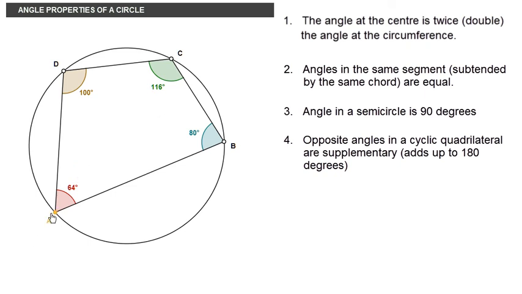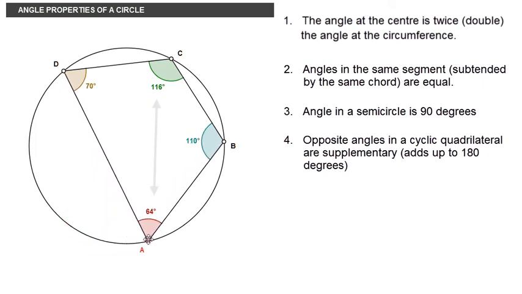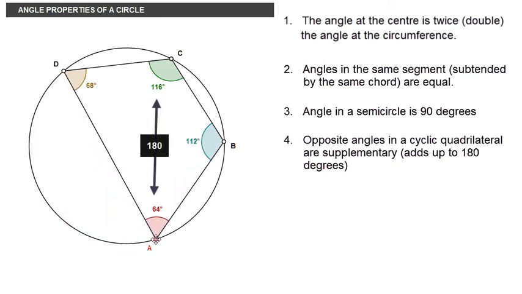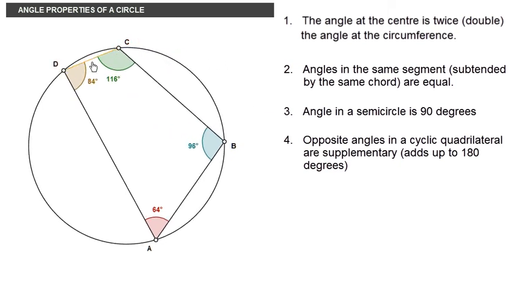To investigate further, we move the points A and B, which changes the shape of the cyclic quadrilateral. And we can see that at any instant, the two opposite angle pairs add up to 180 degrees.